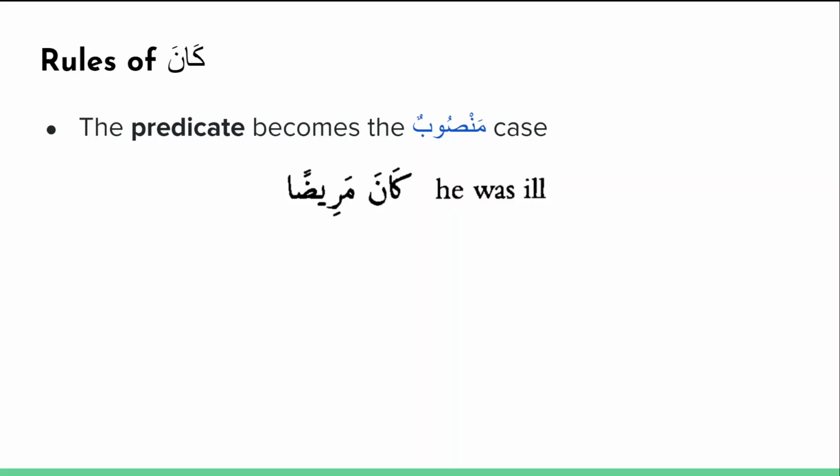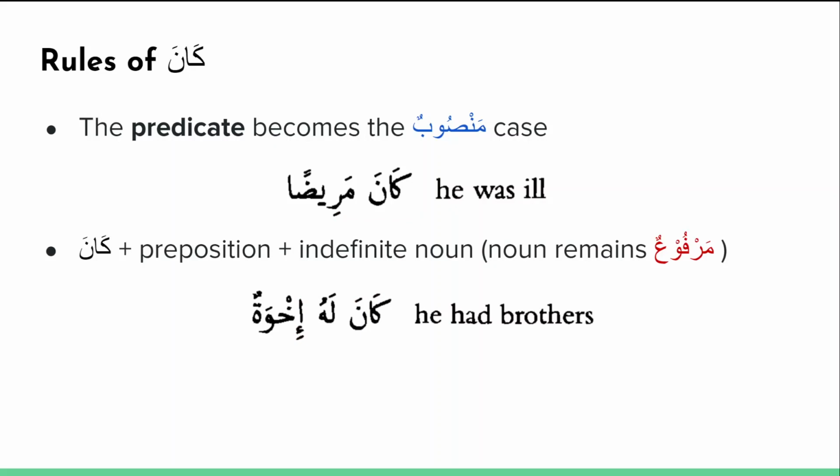Well, then I don't need a verb. I can just say huwa maridun. Huwa maridun. And in that case, the predicate is in the marfu' case. But now with the addition of kana, it becomes in the mansoob case. Kana maridun.